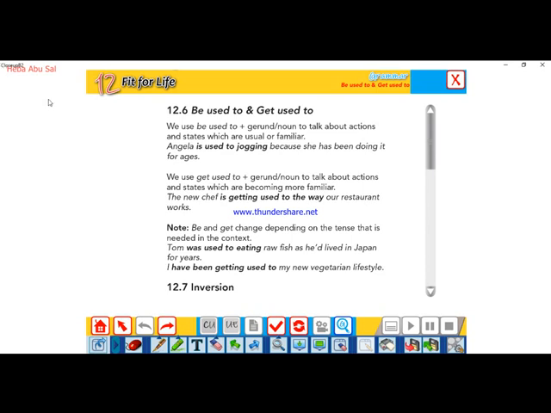Now let's go to our grammar reference. What does the rule say? We use be used to plus a gerund or a noun. So what comes with be used to? Or even get used to, the same thing, a gerund or a noun. Here we use it. Let's highlight it. I always tell you to have your highlighter with you because it's very easy to underline or highlight the important things. To talk about actions and states which are usual or familiar.